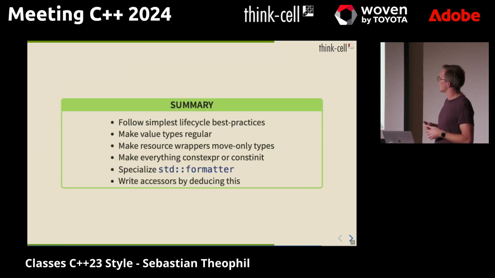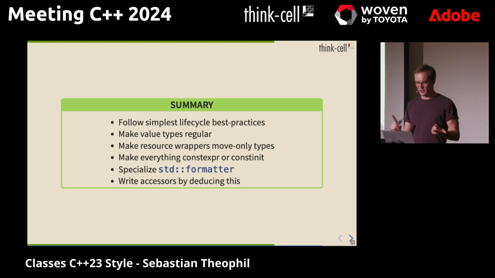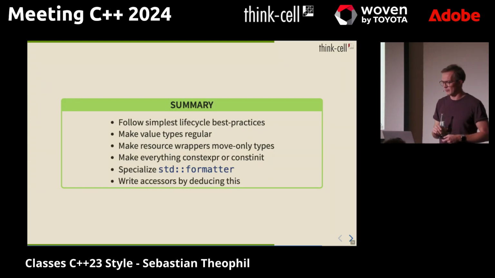Okay, so this is my talk. This was the summary. So we follow simplest lifecycle best practices for our types, right? We make value types regular, resource wrappers move only. We make everything constexpr or at least constinit. Then we can specialize std formatter, and we write accessors using deducing this. Thank you very much.